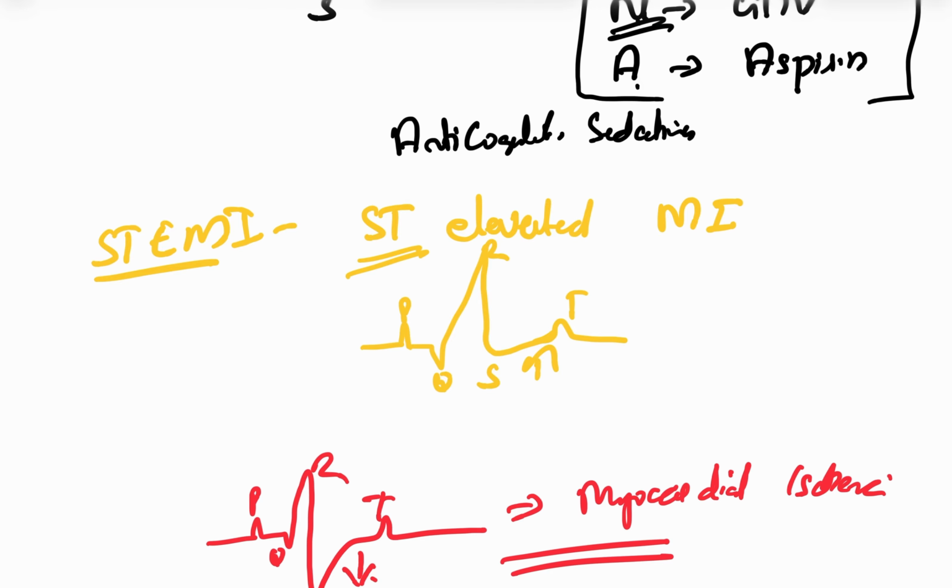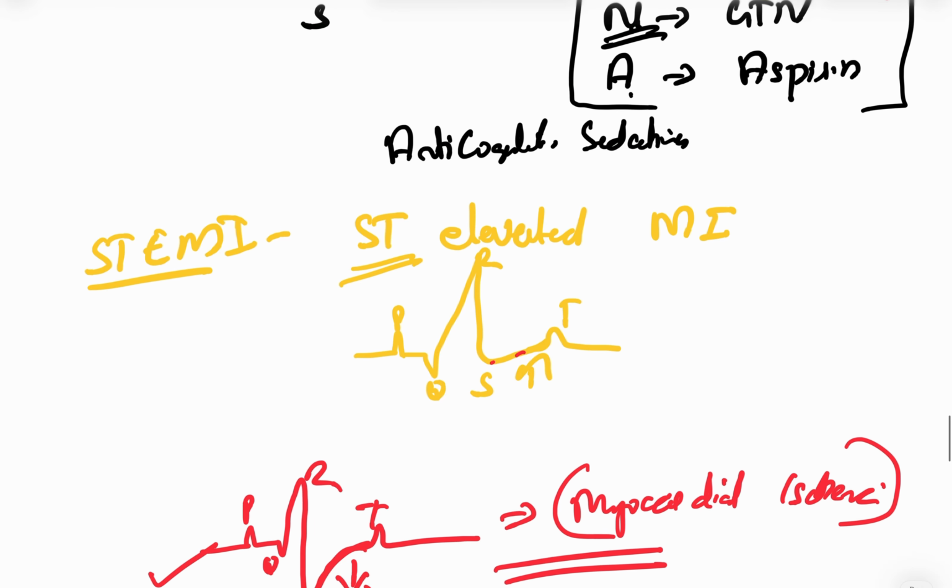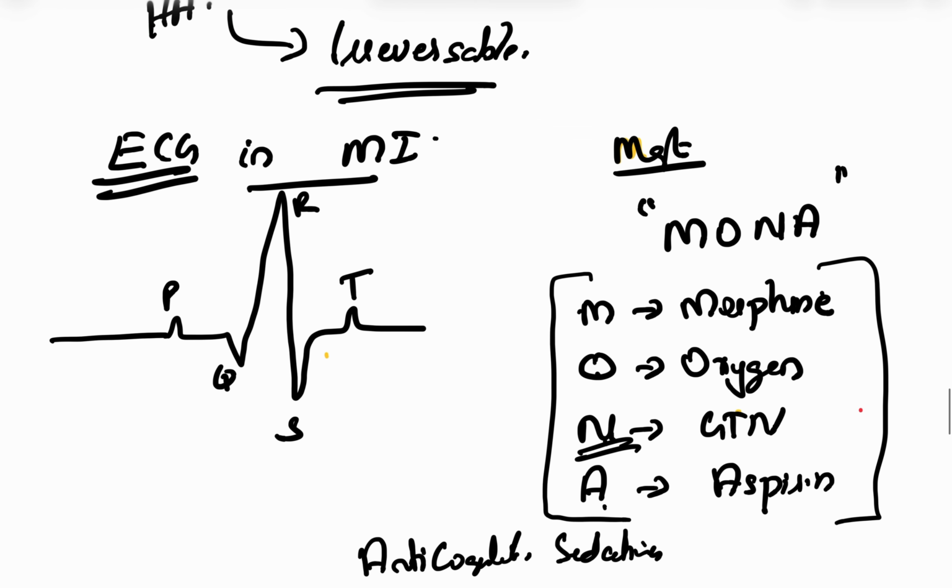So in case the question paper has an image of ST segment depression, remember it is either myocardial ischemia or myocardial infarction. Only one option will be there, either ischemia or infarction. That is the right answer, because there is ST segment depression. In case of ST segment elevation, this is STEMI, ST segment elevated myocardial infarction.